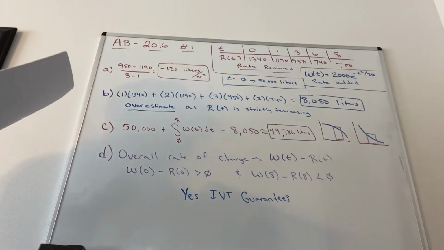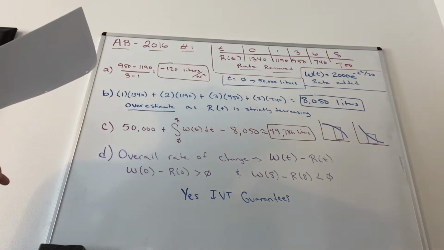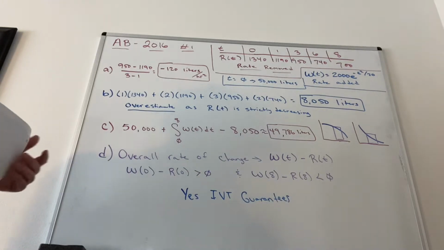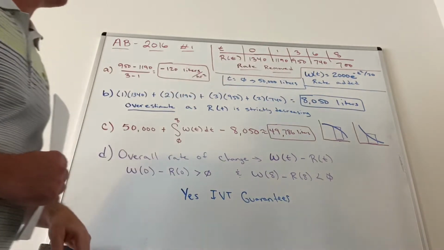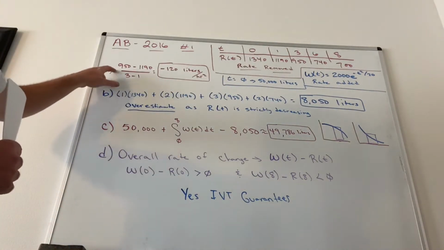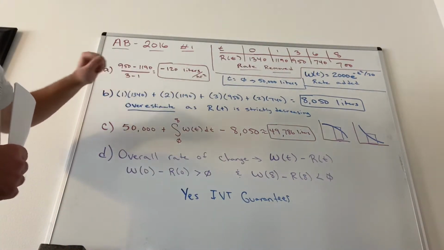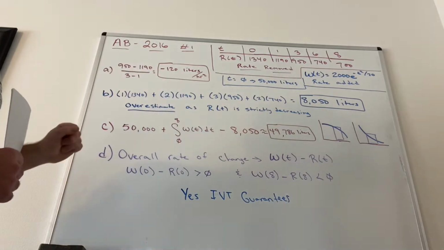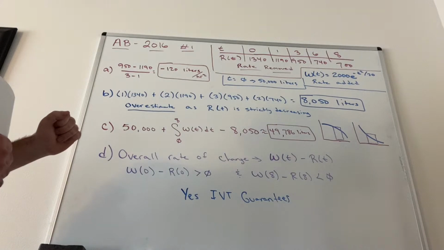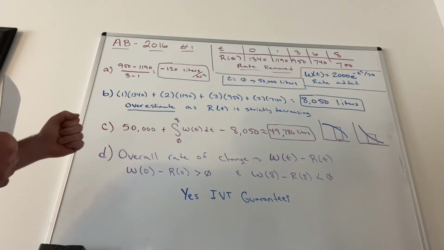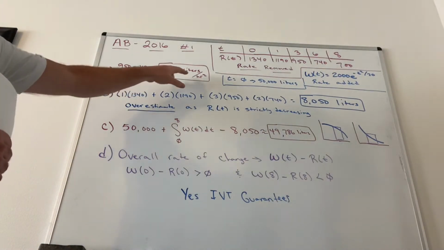Part A asks us to estimate r prime of 2. That's just finding the slope between two values in our table, and 2 is exactly halfway between 1 and 3. So (y2 minus y1) over (x2 minus x1) gives us negative 120. Now, r of t was in liters per hour, so if I find the slope of that, I'll be in liters per hour squared. So that's what that's about.